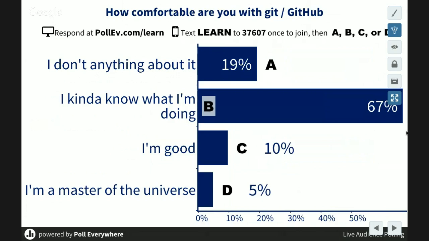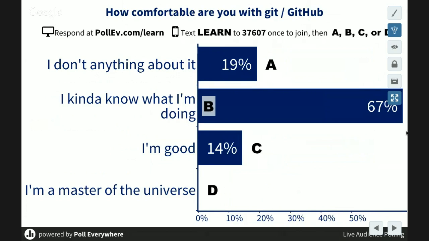There's one person who's a master of the universe. It must be Ari. You're a master of the universe. Is that you? Yeah, we'll see who it is, right? Anyways, oh, it's gone. But I deny that, right? Okay, let's get out of this one.